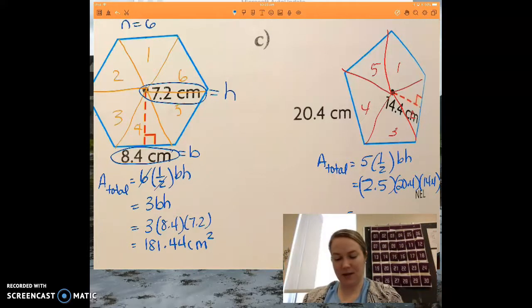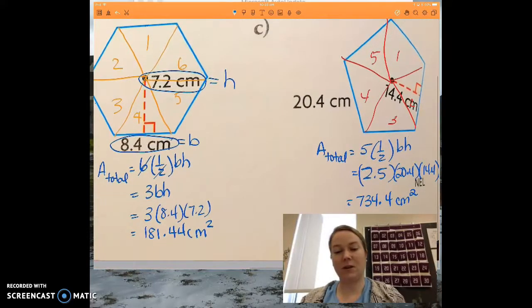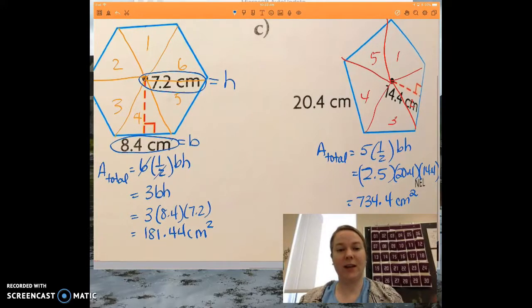2.5 times 20.4 times 14.4 is 734.4. It's in centimeters and it's an area, so it's squared. So there you go. Really straightforward. Any regular polygon, when you're given a base size and a perpendicular height to the center from the middle of a base, just like you would in a regular triangle, just cut it into pieces, multiply it up, add them all together, and you're done.